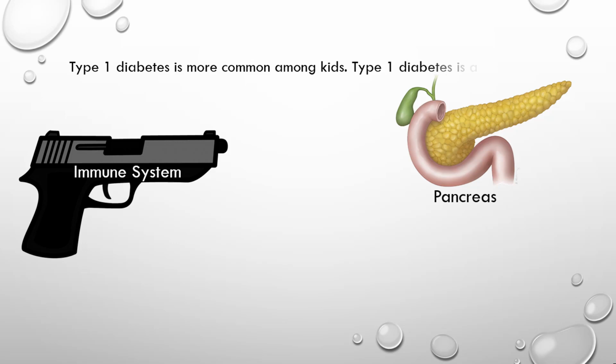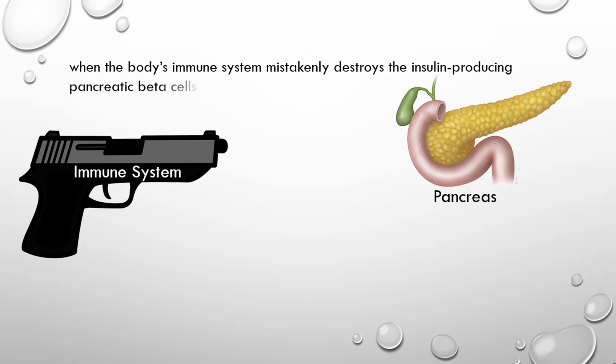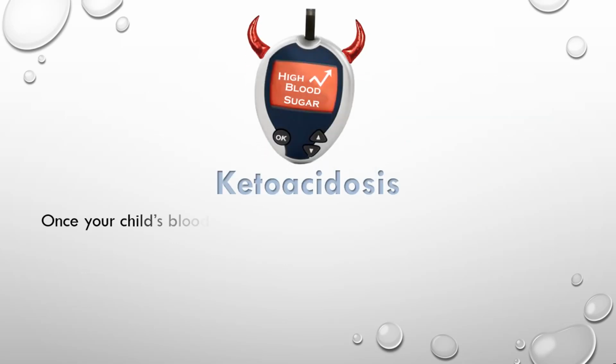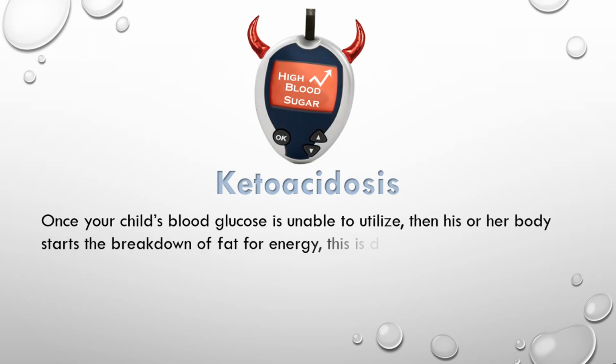Type 1 diabetes is an autoimmune disease that develops when the body's immune system mistakenly destroys the insulin-producing pancreatic beta cells. Once your child's blood glucose is unable to be utilized, then his or her body starts the breakdown of fat for energy. This is diabetic ketoacidosis, DKA.